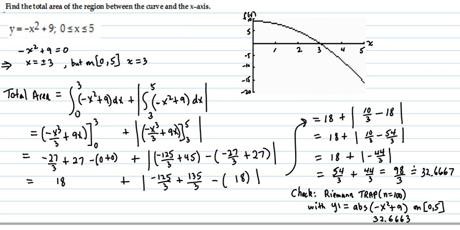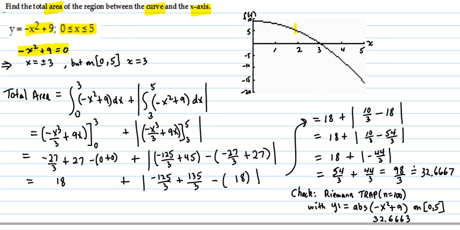Find the total area of the region between the curve and the x-axis, but we're looking for area, which will have to be positive. So we have to watch out about that. So here's our function, y equals negative x squared plus 9, and the region is on 0 to 5. So we have to see if the function is negative anywhere on that interval, because when we're looking for area, we have to account for that, because area must be positive.